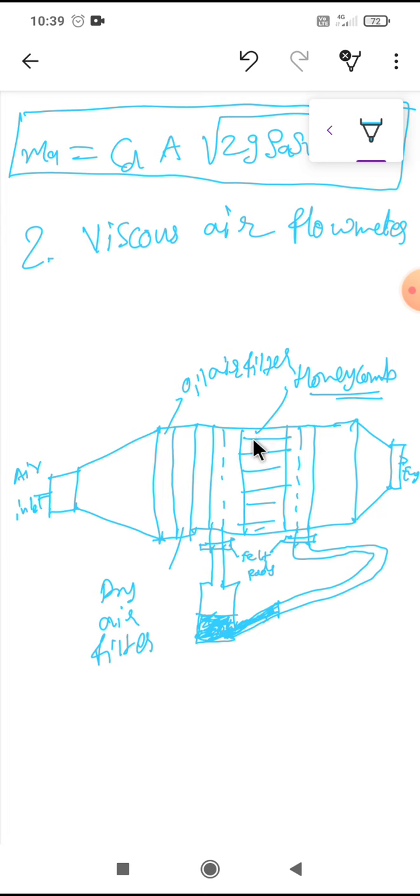The pressure drop is measured with the help of a manometer. Here a manometer is kept to measure the pressure drop after passing through the honeycomb. The felt pads are fitted in the manometer connections to damp out any fluctuations. If there are any fluctuations, they will get damped down. With the help of this, the air is being measured.